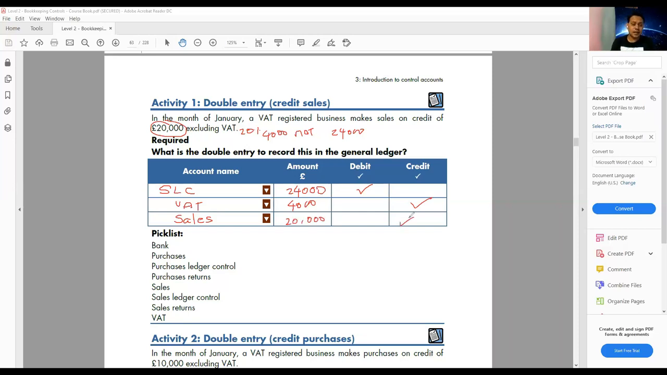So what's happening here? I'm collecting £24,000 from the customer. That's my total sales ledger control. So I'm expecting £24,000 from my credit customer. Out of £24,000, £4,000 I'm collecting for VAT, £20,000 I'm collecting for sales. So £20,000 is for me, £4,000 for the VAT. That's it. Then we move to the next one. That's a really easy one, I know. So all of you get the right answer. Let's do the next one.